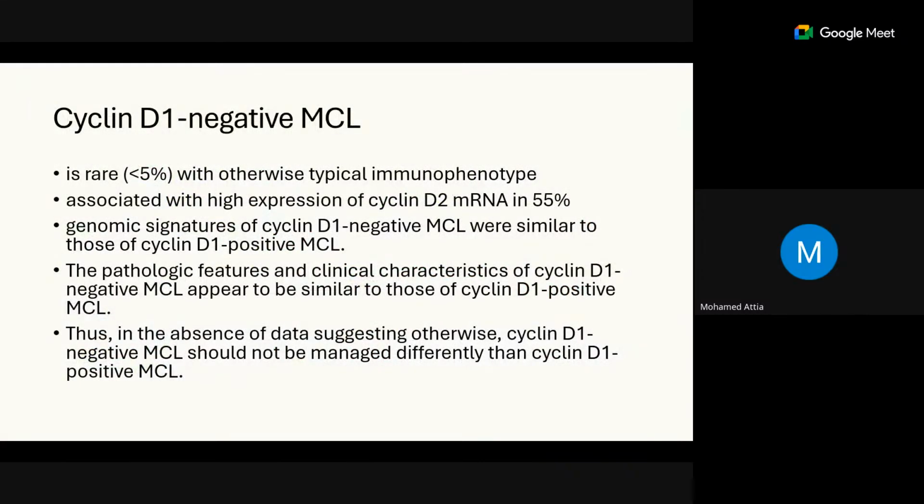And cyclin D1 negative, though it is rare, still carries the same risk and the same pathological features and the same treatment as the cyclin D1 positive. So cyclin D1 negative MCL is present, but it is not that common, number one. Number two, it is treated as if it is mantle cell cyclin D1 positive. And number three, it may be due to cyclin D2 mRNA overexpression, or cyclin D3 even. So the absence of cyclin D1 doesn't mean that it's not an MCL disease.